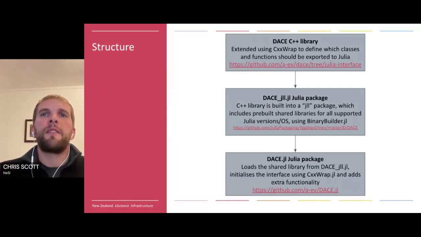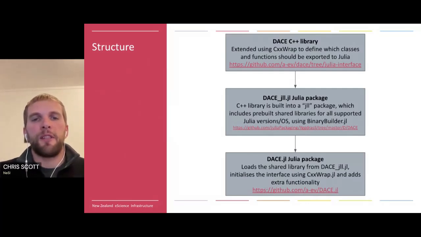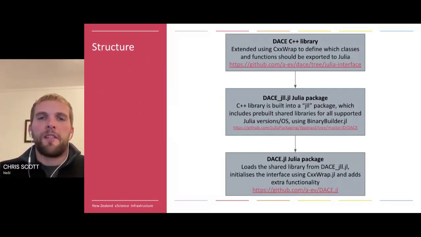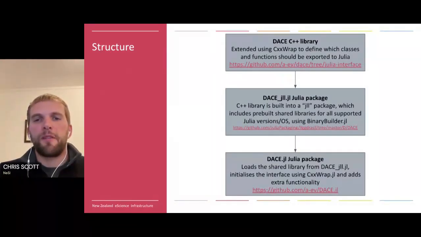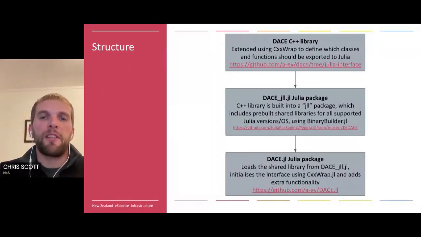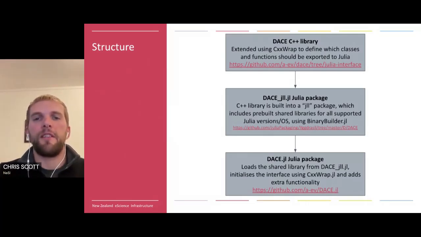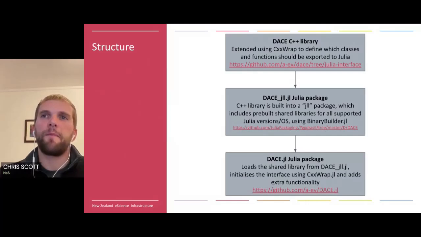And so the final piece is the DACE.jl Julia package, which lives in its own Git repository. This Julia package has a dependency on the JLL from the previous step, so that we can load in the appropriate shared libraries for whatever operating system the person's running on. And then we initialize the interface using CxxWrap.jl.